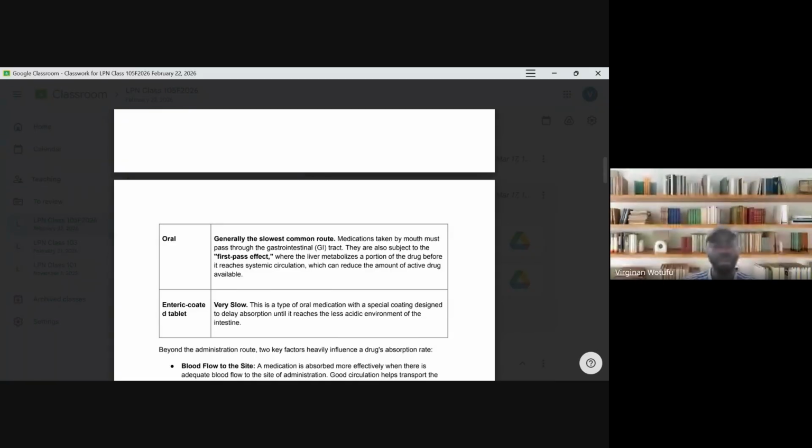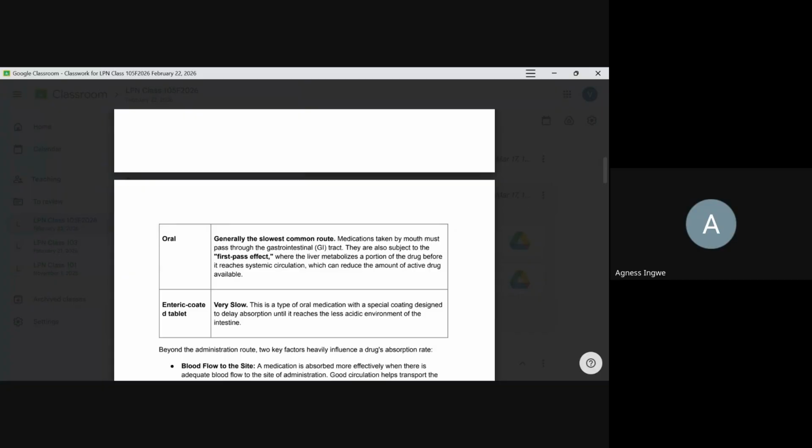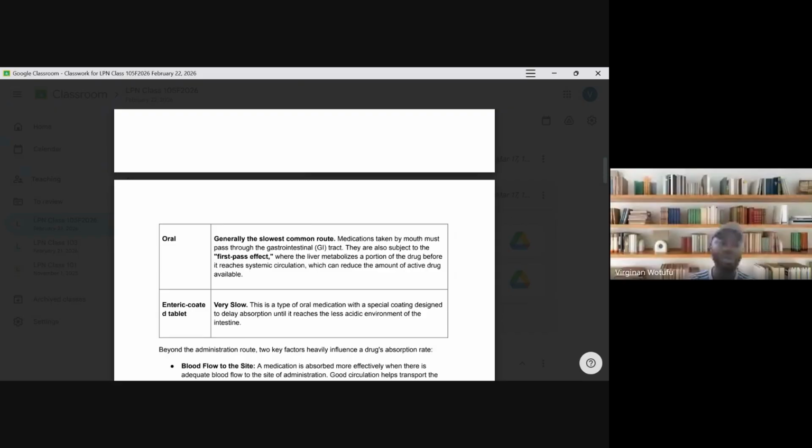Guys, are we following? Yes, we are following. I'm asking if someone can give us a reason why you're not supposed to crush enteric coated tablets or capsules. Why we are not supposed to crush them before administration.